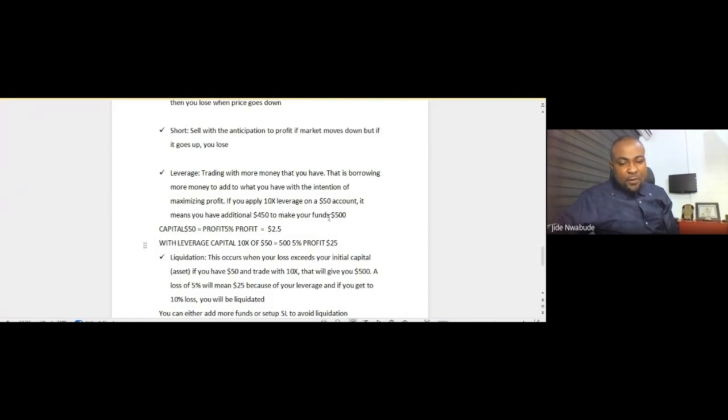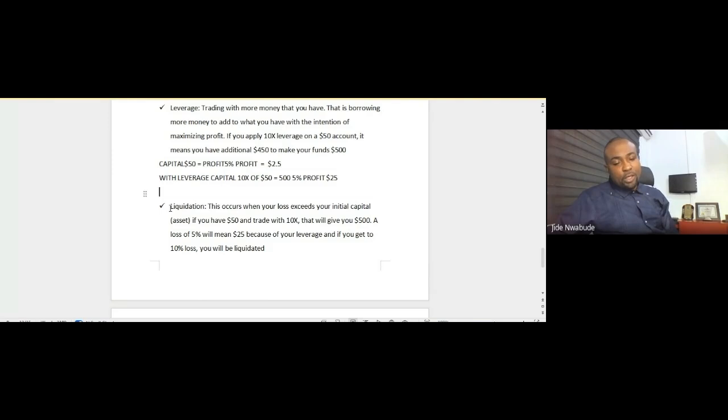Remember that the fact they gave you 450 to add to your 50 to make 500 doesn't mean it's not your money. It's a borrowed fund, and every borrowed money will be paid. So if you took a loss of 5%, your balance will come down to $25. That's what you now have, because you had $50. Does that make sense?